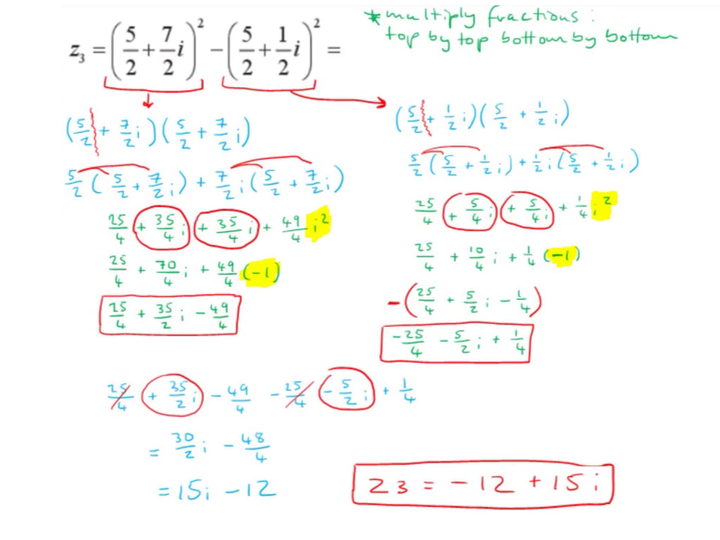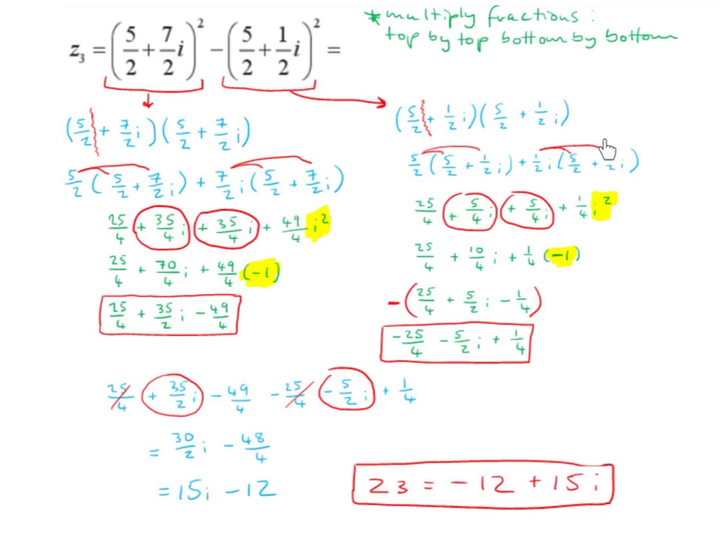So then 5 over 2 by 5 over 2 is 25 over 4, 5 by 5 is 25, 2 by 2 is 4. Then 5 over 2 by a half i is 5 over 4 i, 5 by 1 is 5, 2 by 2 is 4, so 5 over 4 i. Then a half i by 5 over 2 is 5 over 4 i, 1 by 5 is 5, 2 by 2 is 4, and stick on the i, so 5 over 4 i.